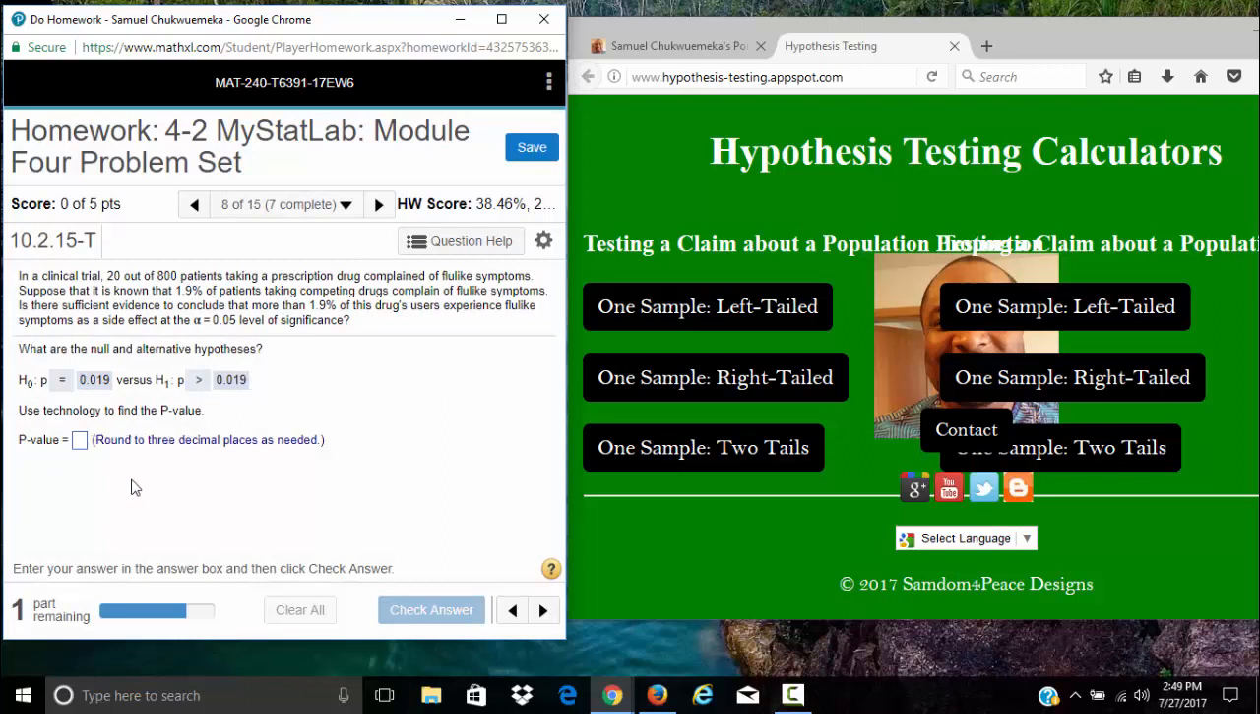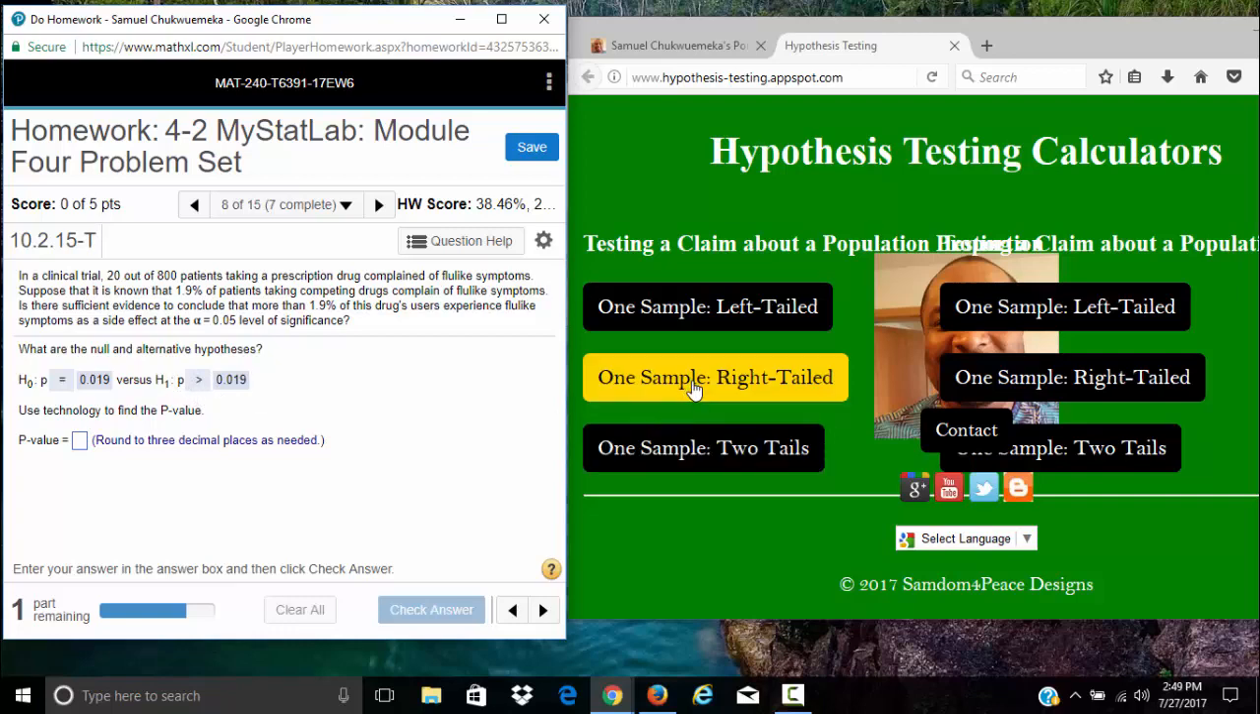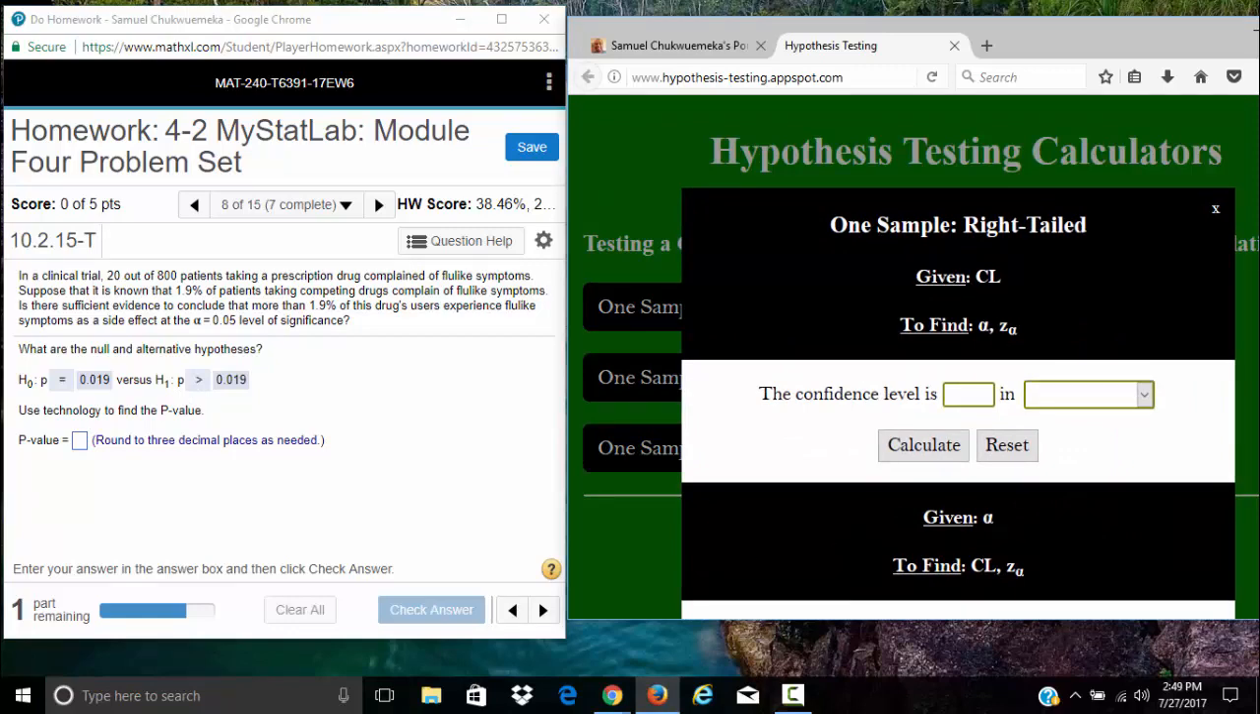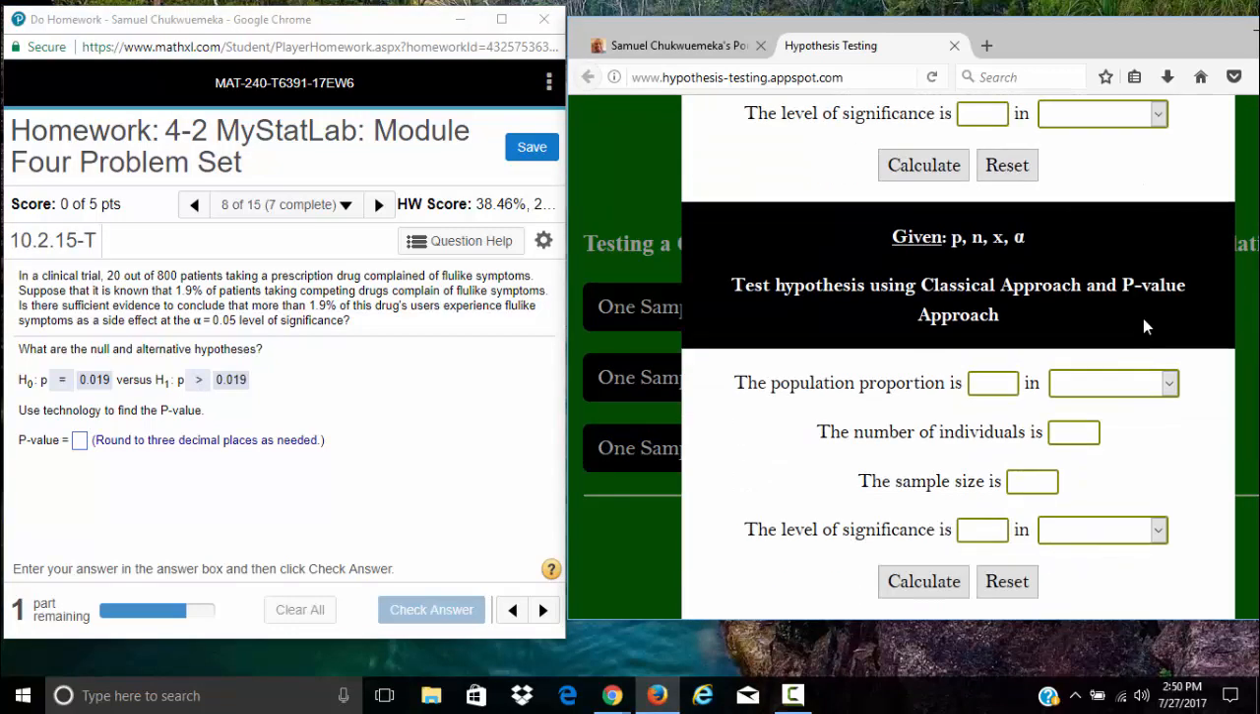Use technology to find the p-value. Okay, so let's do this question with my calculator. Then we will also do it with StatCrunch. How about that? Because of this alternative here, greater than, this is right-tailed. So you click on one sample right-tailed, and just scroll all the way down to this test hypothesis using the classical approach and p-value approach.